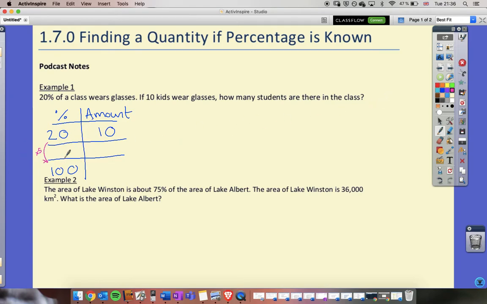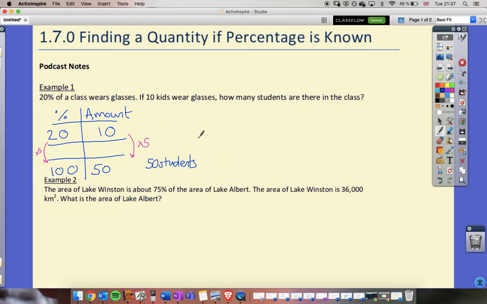There are lots of other ways we could get there. We could halve it to get to 10% and then times by 10 if that's easier. But it's okay to times by 5. So we'll do the same to this side. So we're always going to be multiplying and dividing when we do this method and doing the same to each side. So 10 times 5 is 50. There must be 50 students. A large class compared to what we're used to.